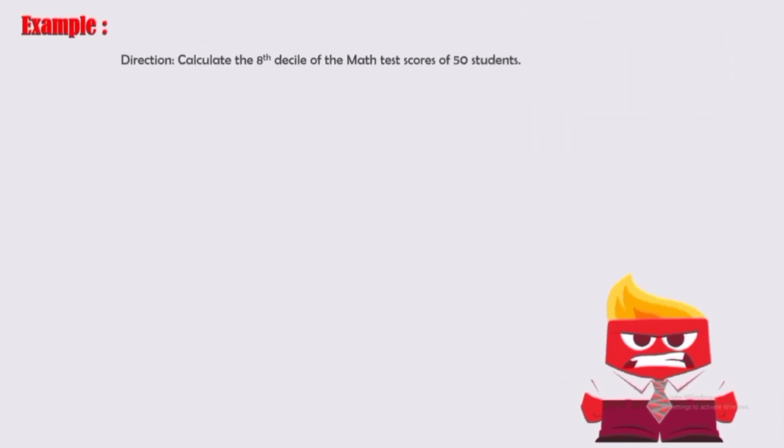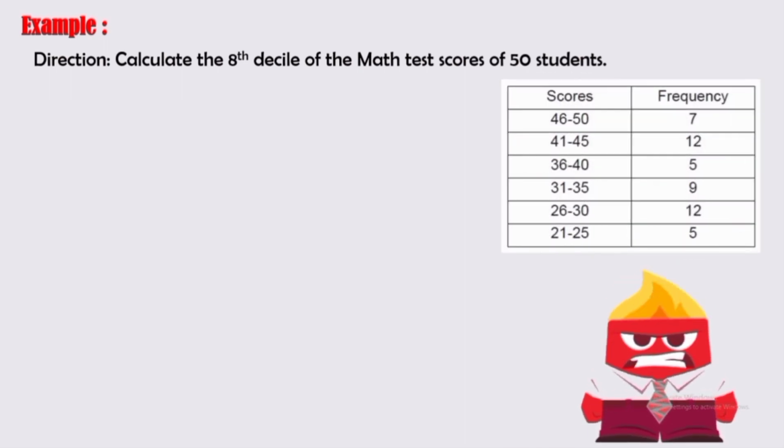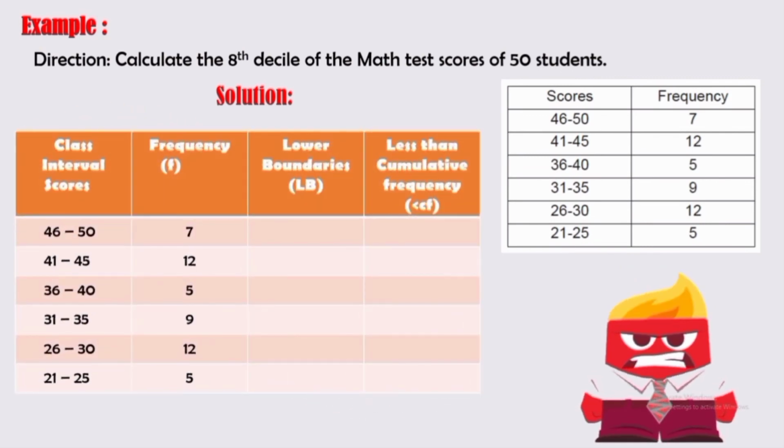Example. Direction. Calculate the 8th decile of the math test scores of 50 students. Now here are the given scores and frequency. For our solution, we will get the lower boundaries and the less than cumulative frequency using the given class interval, score and frequency.